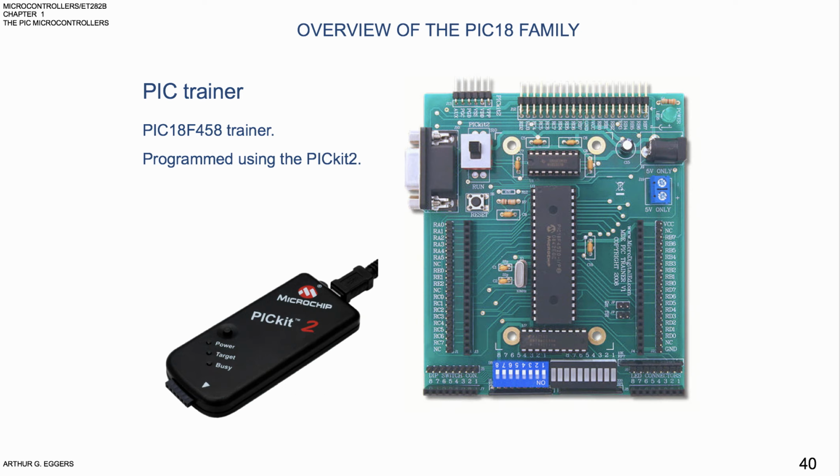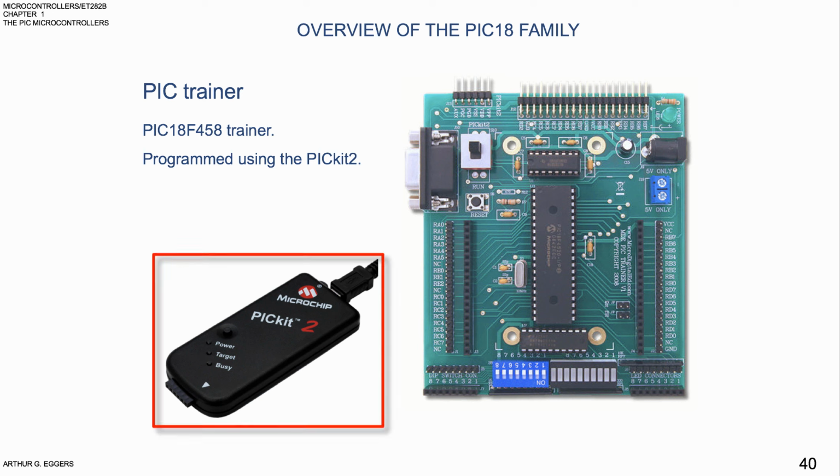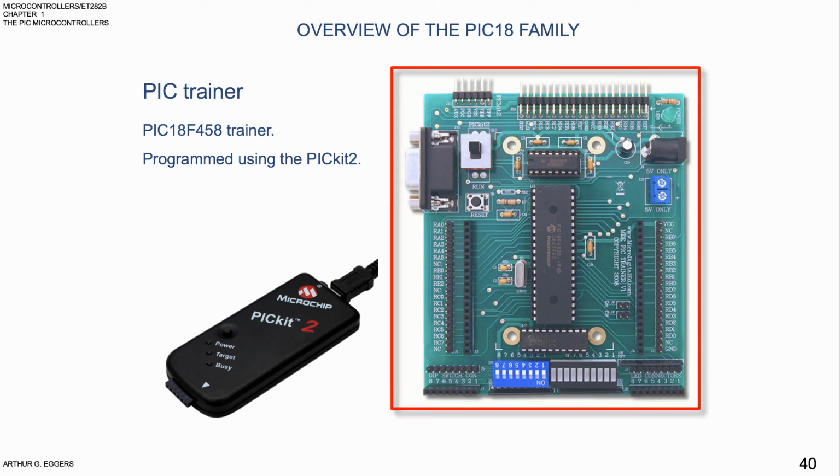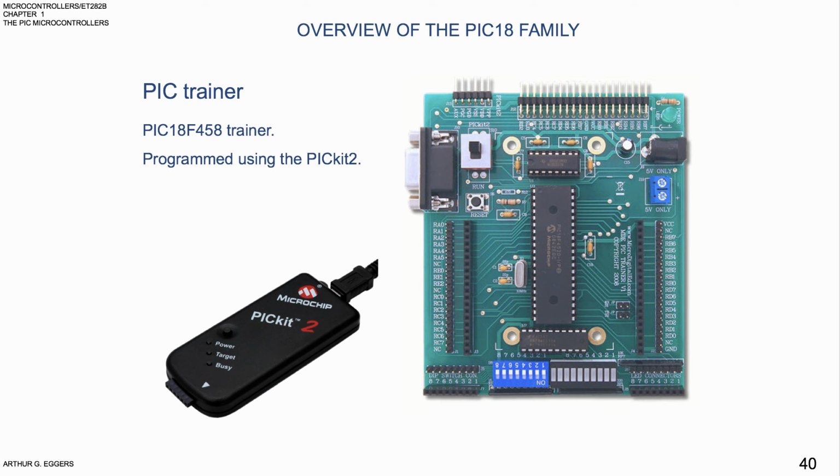Now, that's the PicKit2, that's what the card itself, the Pic18 card, the trainer, looks like, and the PicKit2 is that little device that you use to talk to the card itself. We'll discuss the design of the Pic18F4520 trainer extensively. This trainer is programmed using the PicKit2. Okay, so we're going to see that as we progress through the course.